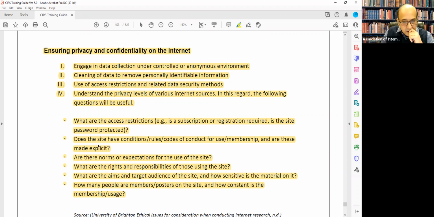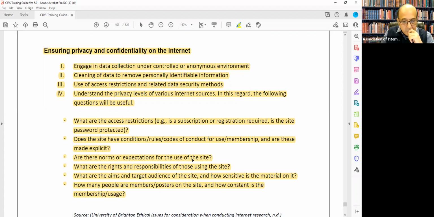What are the access restrictions? Does the site have conditions, rules? So it's talking about some of the ways in which you're going to design online surveys, like some of the built-in securities that you should have if you are running a platform that collects surveys online. So this is what it's talking about.